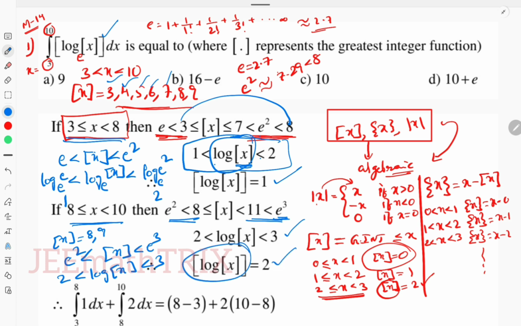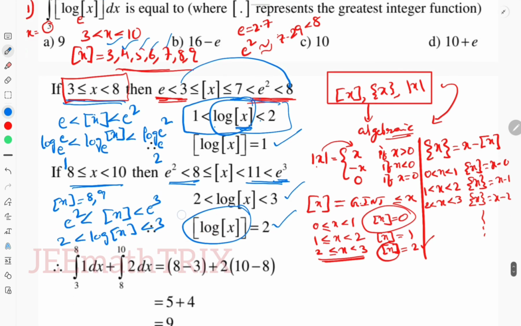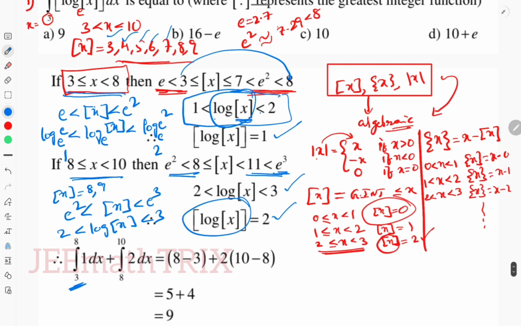So finally, the total interval 3 to 10 we divided into 3 to 8 as the first case and 8 to 10 as the second case. Throughout, for x between 3 and 8, the integral part of log of the integral part of x is 1, and throughout 8 to 10 the value is 2. Then we can apply the different integration and we are getting the value 9.